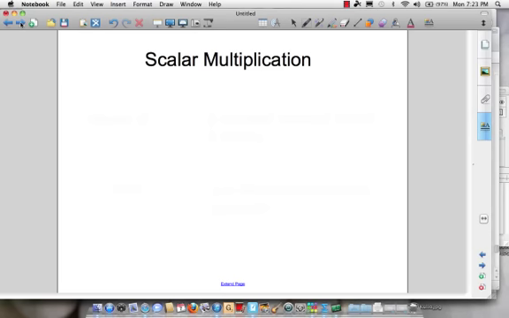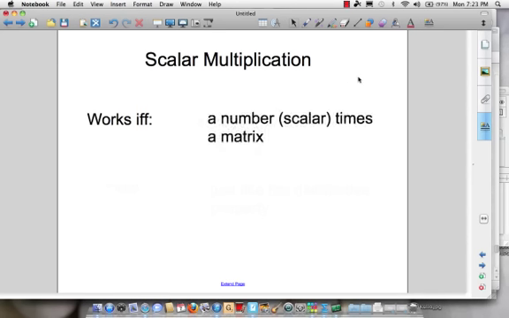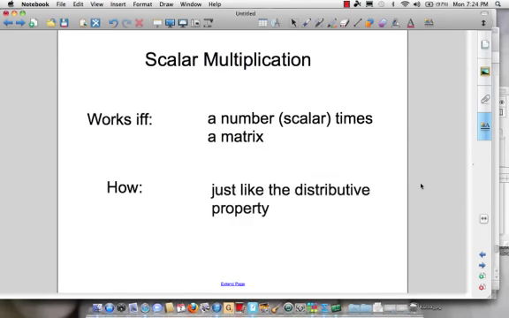Alright, the next operation you're going to learn about is called scalar multiplication. And scalar multiplication works basically anytime you have a number, which we're going to call a scalar, and it's being multiplied by a matrix, you can always do that. It's always something you can do. And how do you do it? Well, I'm going to suggest you think of it as being just like the distributive property. I'll show you what I mean on the next screen.